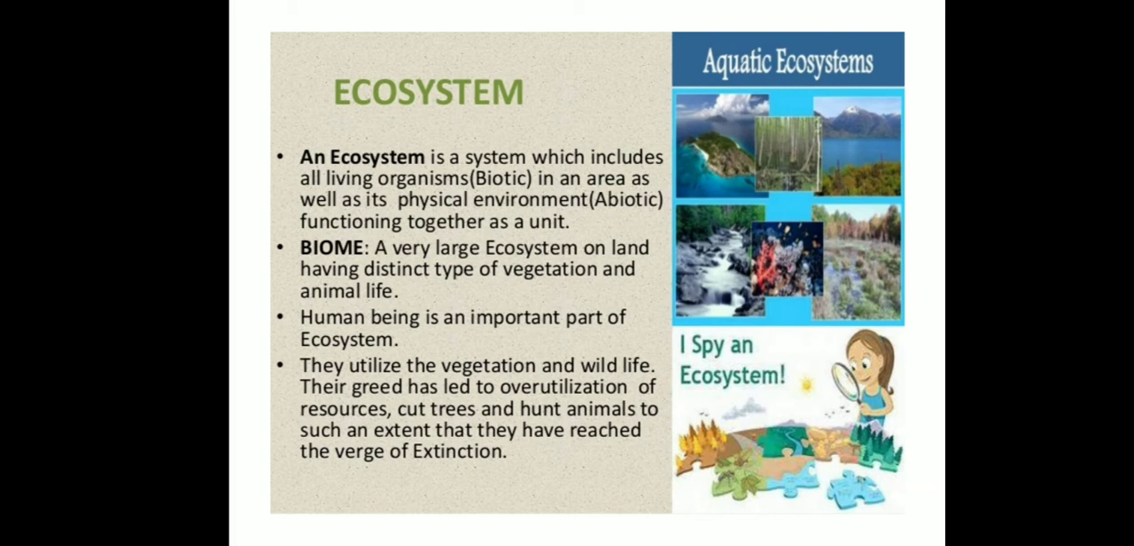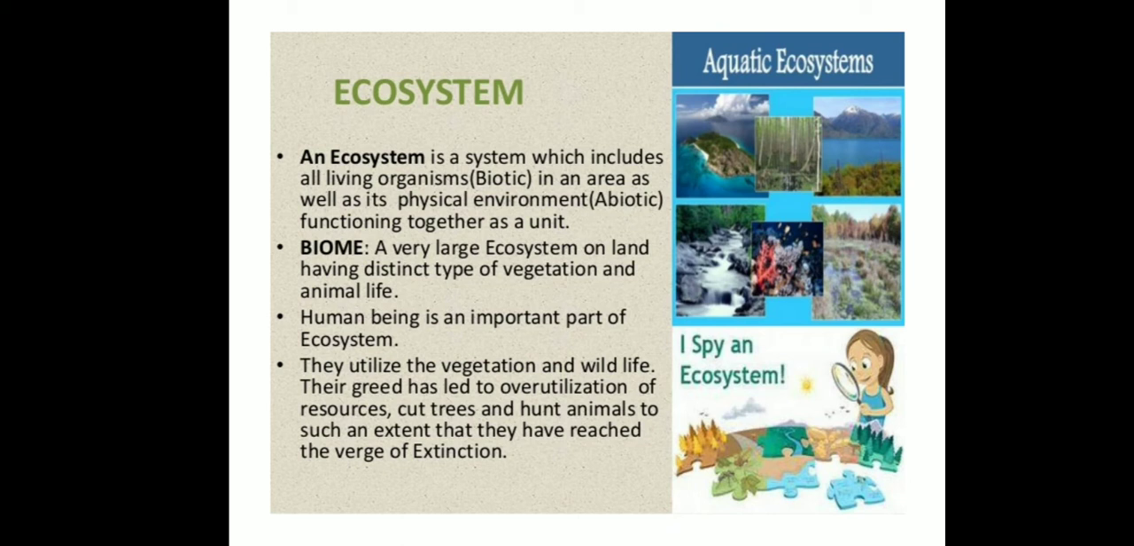After that comes the biome, a very large ecosystem on land having distinct types of vegetation and animal life. That means different types of natural vegetation and animal life in a particular land or in a particular area, that is called the biome.